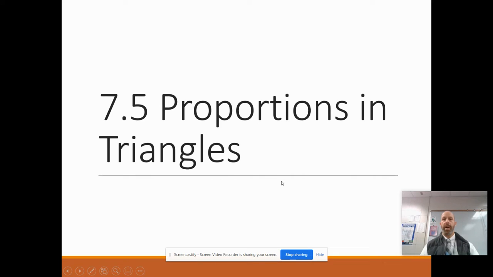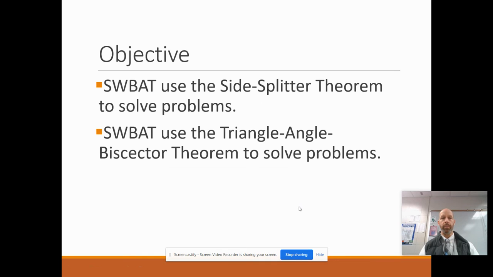Hello students, this is Mr. Allen, and today we're going to look at section 7.5, which is on proportions in triangles. Our objective today is for students to use the side splitter theorem to solve problems, and also to use the triangle angle bisector theorem to solve problems.